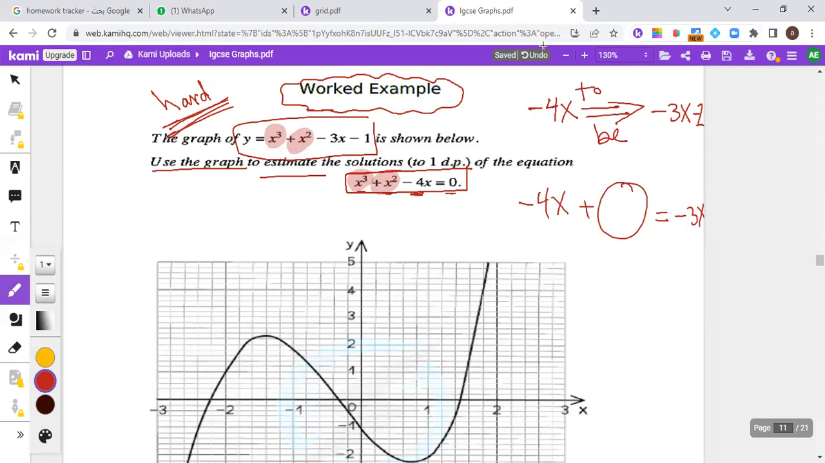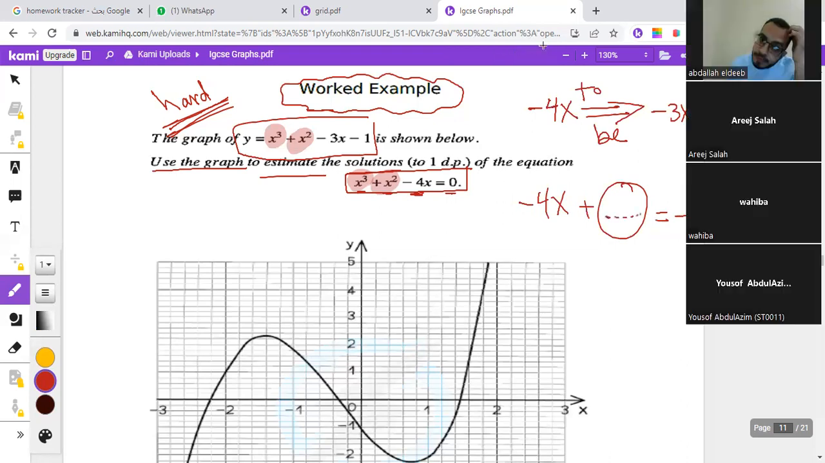Negative 4x plus positive 1x equals negative 3x. What is negative 4x plus x? It is 1x, I mean negative 3x. Yes. Okay.